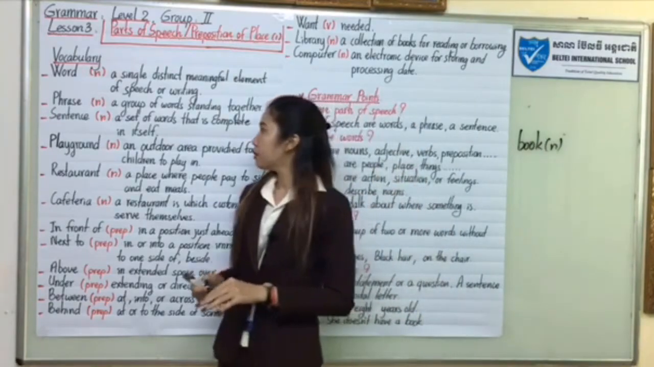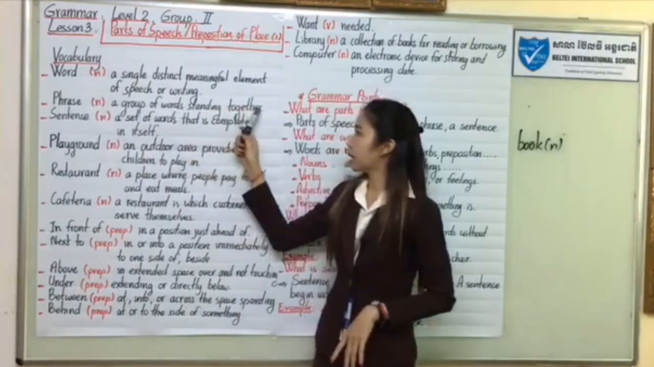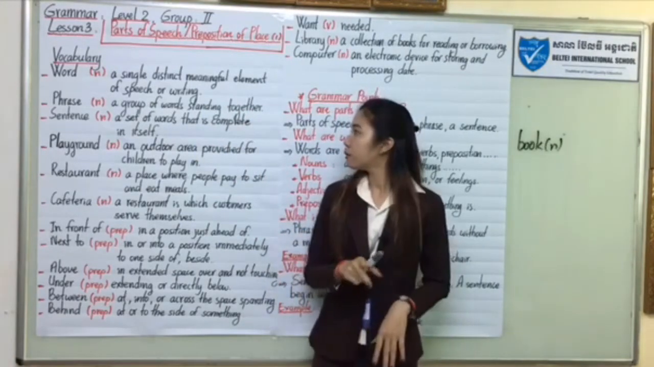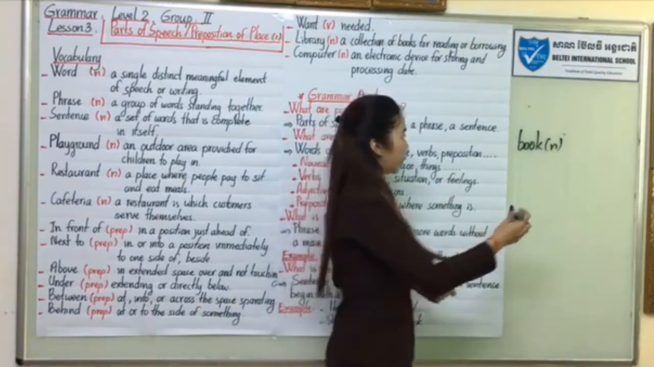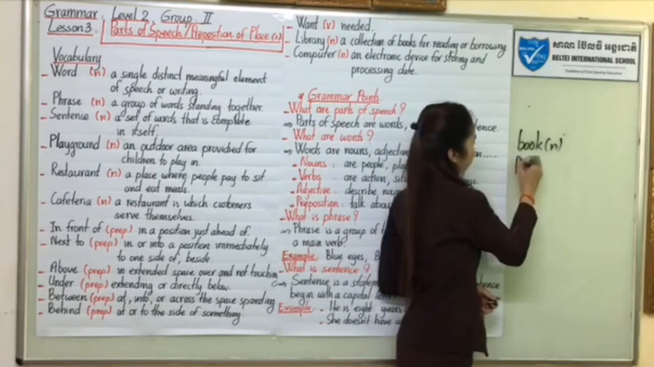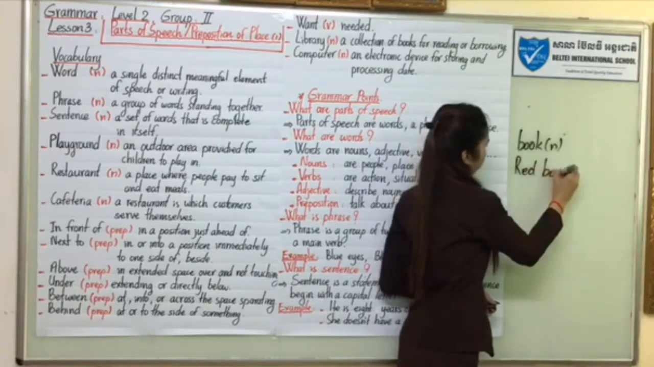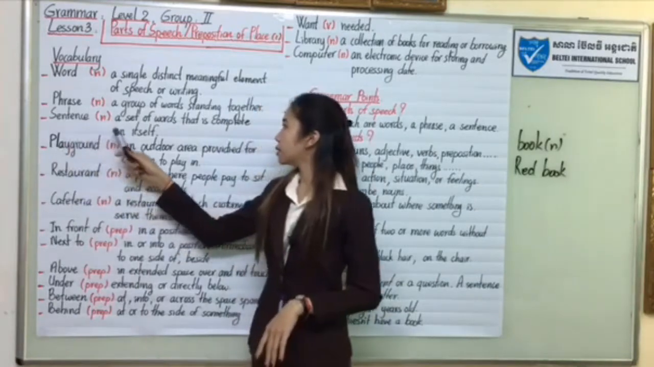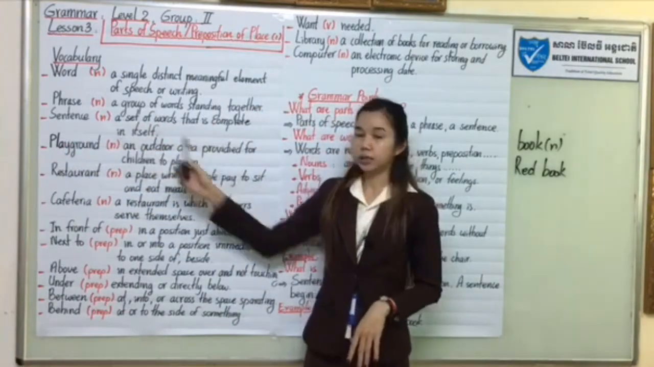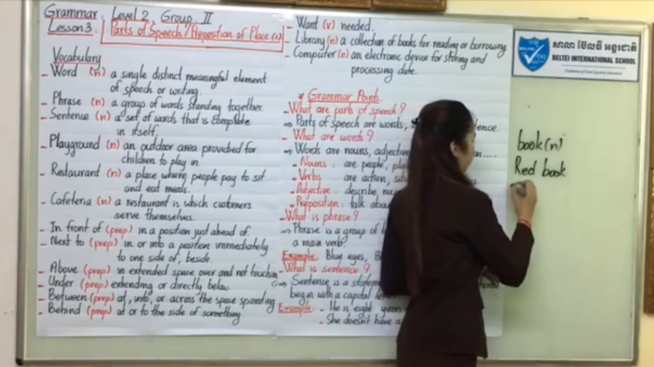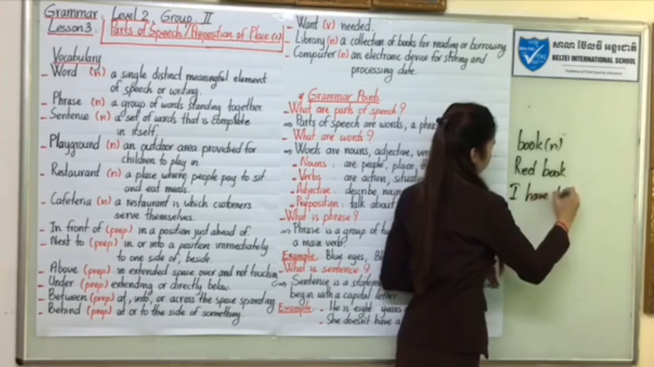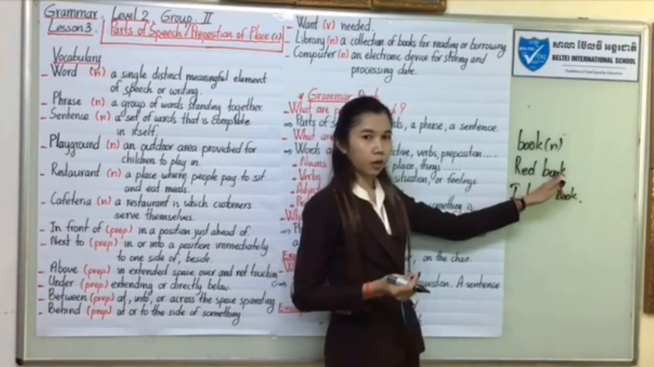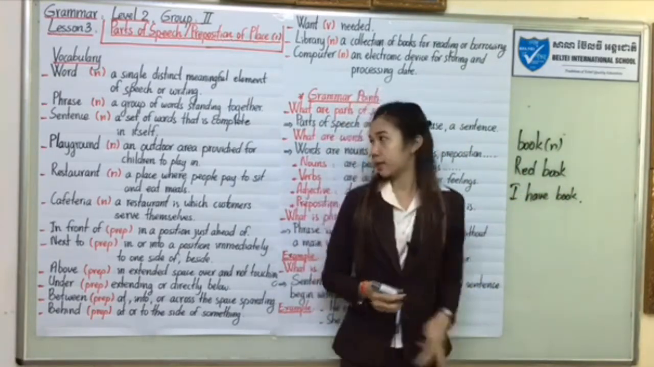Phrase, function as noun, a group of words standing together. For example, phrase means a group of two words or more than two words. For example, book is the word, but the red book we call a phrase. And sentence, function as noun, a set of words that is complete in itself. For example, I have a book. So here we call word, here we call phrase, and here we call sentence.